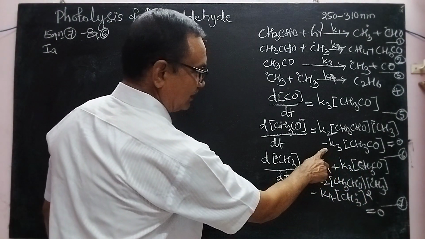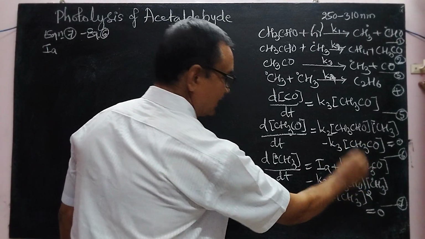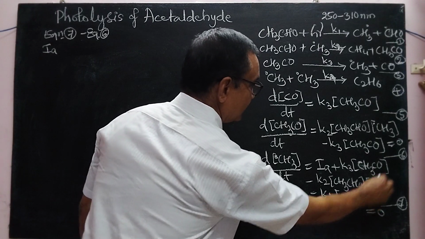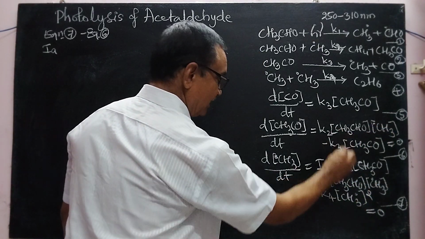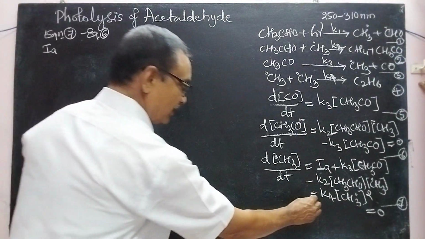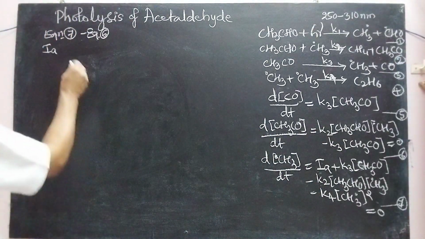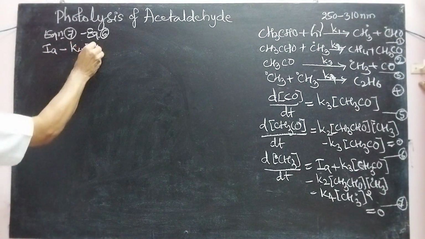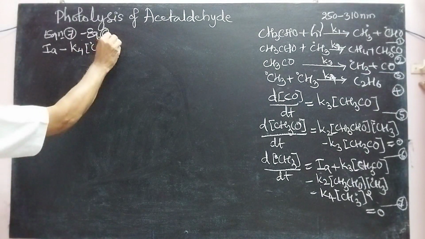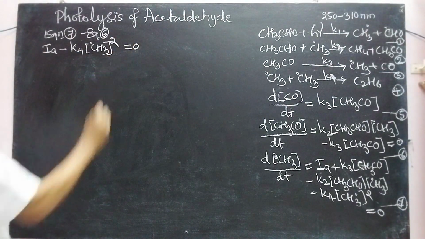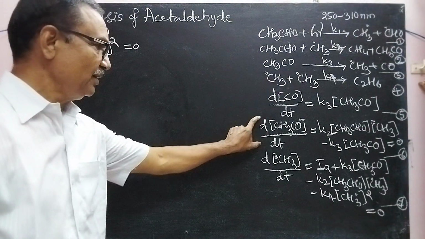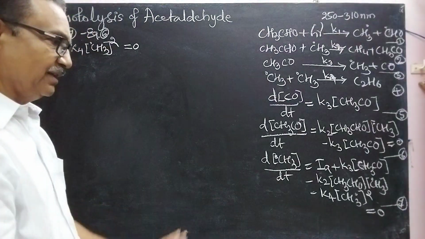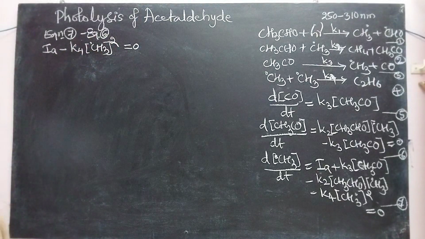Okay, this minus this. Then here K3CH3CO is there and this K3CH3CO is there. These get cancelled. And K2CH3CH3CHO and K2CH3CH3CHO, this also gets cancelled. Then you are going to get only this. This is Ia minus K4 concentration of CH3 dot squared is equal to 0, because this equation is equal to 0 as well as this equation is also 0, meaning 0 minus 0, again you get 0. Okay, this is equal to 0.